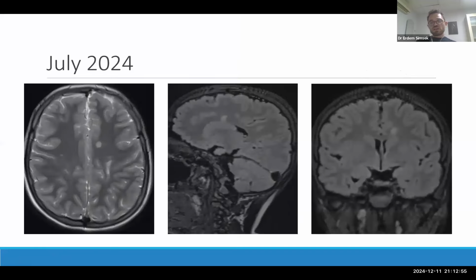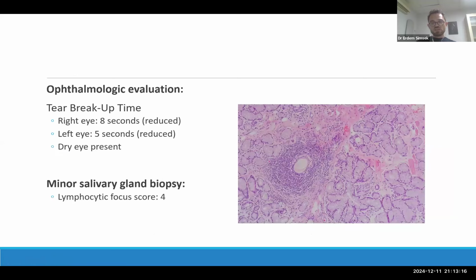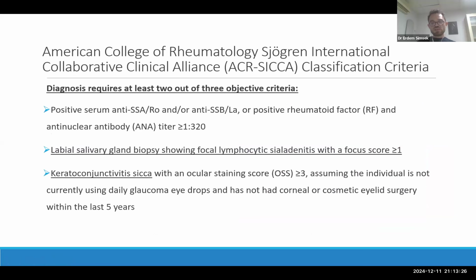On follow-up MRI, a new T2 hyperintense lesion was observed in the white matter adjacent to the left lateral ventricle, while the lesions in the left occipital and temporal lobe white matter remained unchanged compared to the previous scan. At this point, we turned our attention to the possibility of Sjogren's syndrome. An eye examination revealed dry eye, and a minor salivary gland biopsy revealed a lymphocytic focus score of 4. With these findings, the patient met the criteria for a Sjogren's syndrome diagnosis.